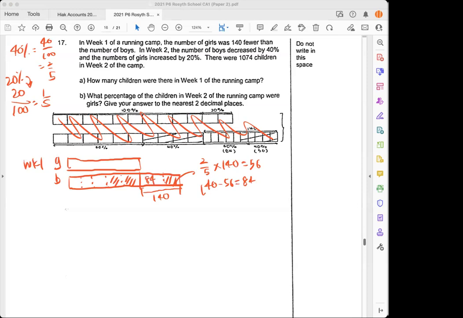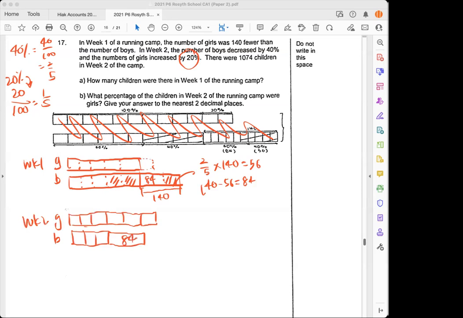As for the girls, increased by 20%, which is increased by 1/5. So to match the girls and the boys, I also cut the girls into 5 parts here. If the girls increase by 1/5, it means increase by 1 more part. So this is how it should look in week 2. I'm going to redraw week 2 here. Girls will have 1, 2, 3, 4, 5, 6. Boys will have 1, 2, 3 units. Okay, and 84.